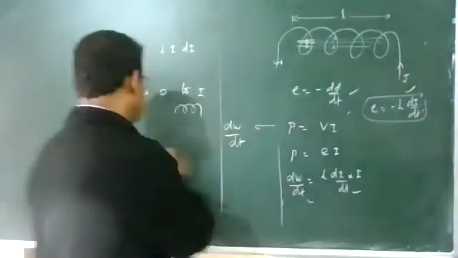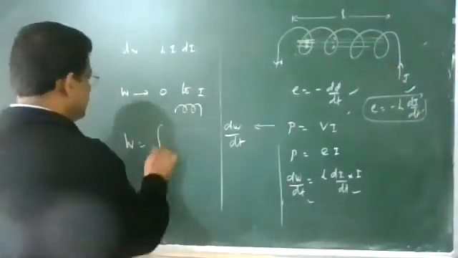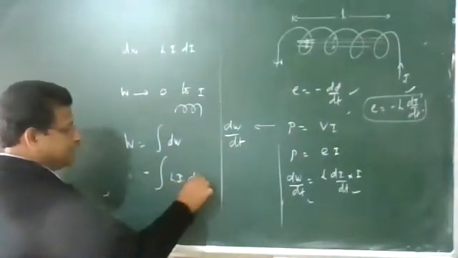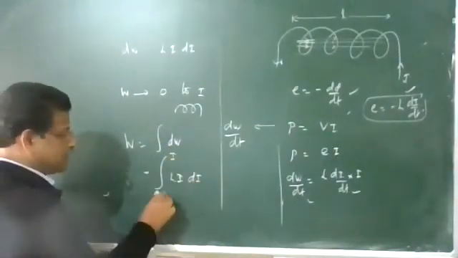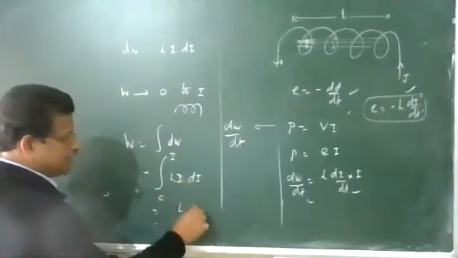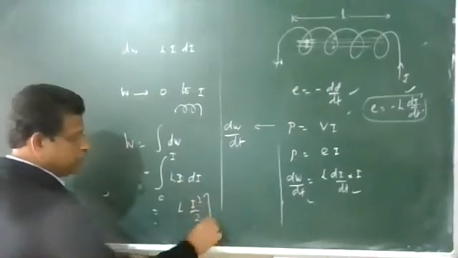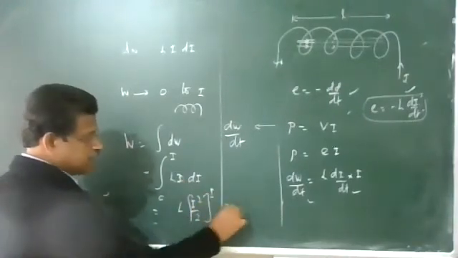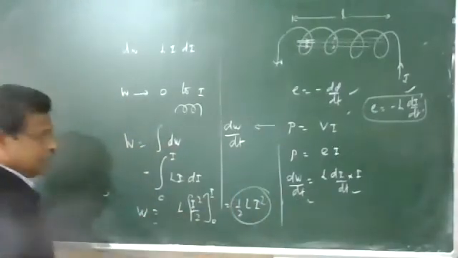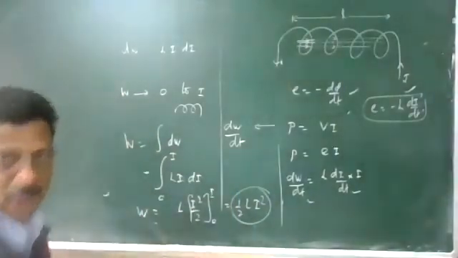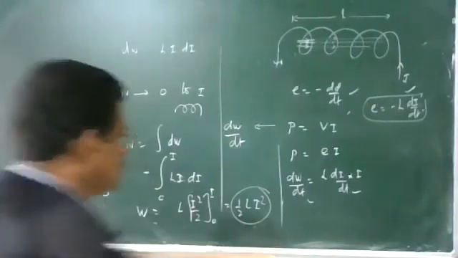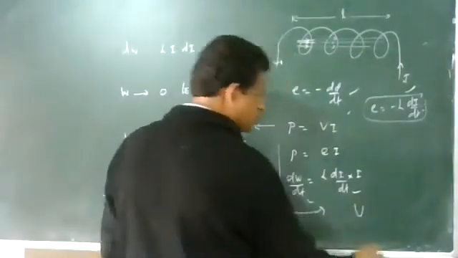So integrate the equation. W equals integral dW, that is integral L I dI from 0 to any value of the current. L is a constant, can be taken outside. Integral I dI is I square by 2, limit 0 to I. This is equal to half L I square. This work done is stored in the coil as its magnetic energy. Very important one.